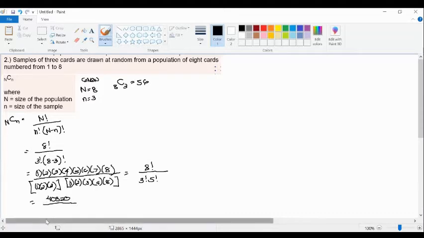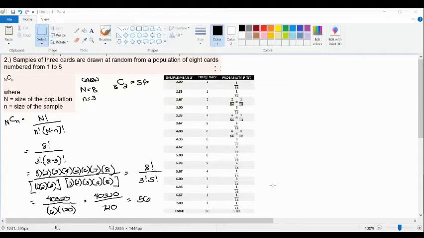So it will give us an answer of 40,320 over 6 times 120. 6 times 120 is 720, and the result for this is 56. So that's how you compute the combination formula manually. But to make it easier, do it on your calculator. We already know how many possible samples can be drawn, which is 56.